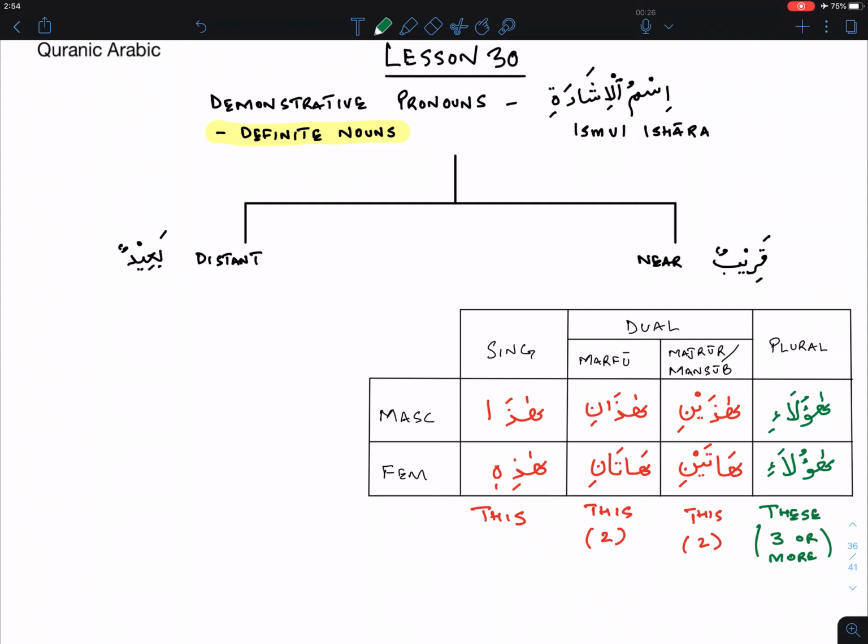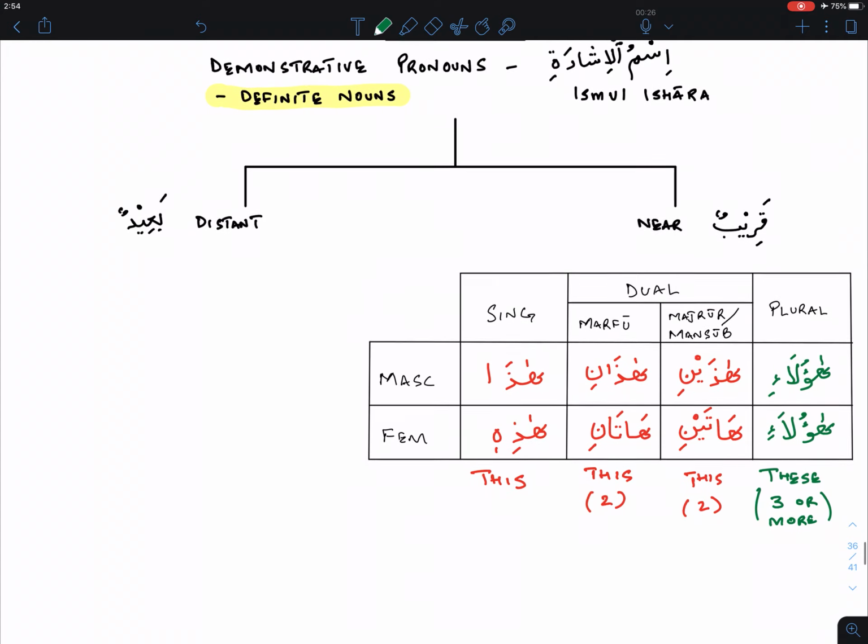But I want to give you an example of this, inshallah. Let's move into an example, and we will take a common example with some of the terminology we've already used, and that is going to be, let's say, هذا بيت.